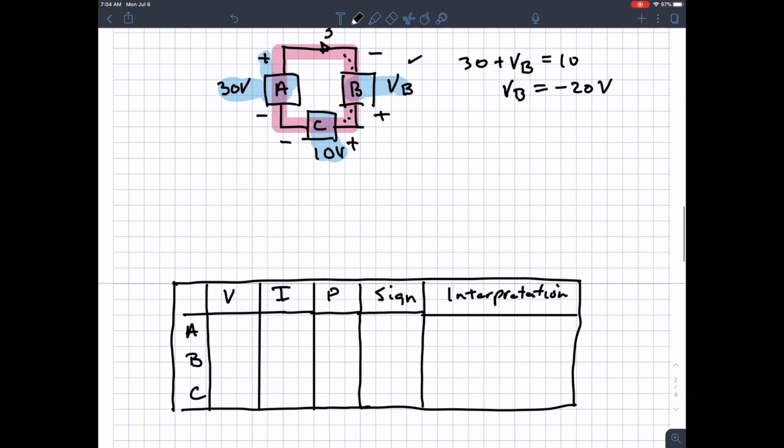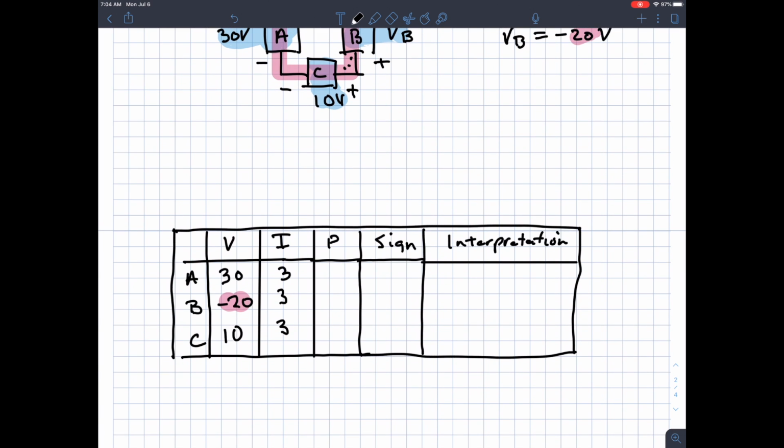We can still interpret that. All right, so I fill out my chart here, and I know that the voltage for A was given as 30 volts. The current was given as 3. The voltage for B is minus 20 volts because that's what I just calculated. The current is 3. The voltage for VC is 10 as it's shown here, positive 10, and the current is 3. That lets me calculate the powers. I just do V times I: 90, minus 60, and 30.